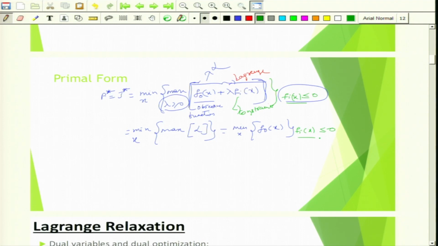That means this is just a mathematical representation of the original objective function f naught of x, which can be expressed in terms of the Lagrangian function, which is the maximum of the Lagrangian function, and then you obtain the minimum of the maximum of the Lagrangian function, that is the same as the original function, minimum of f naught of x. This is the original problem, right?